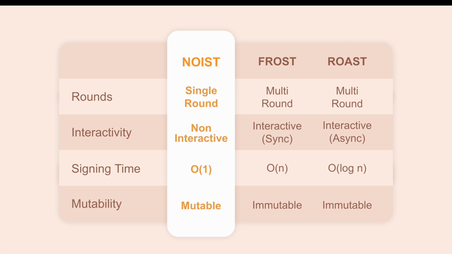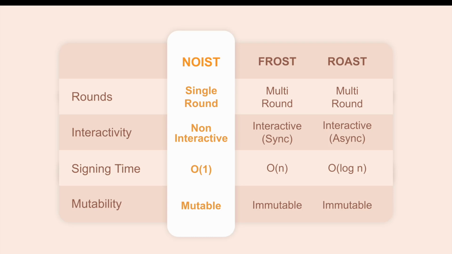Roast does a bit of a better job, right? Because it runs sessions in parallel, so it's more of a log n thing, if I'm not mistaken. But still, NOIST is O(1). You simply compute a partial signature and aggregate them all, and you end up with a valid signature in constant time when it's run in the interactive mode.